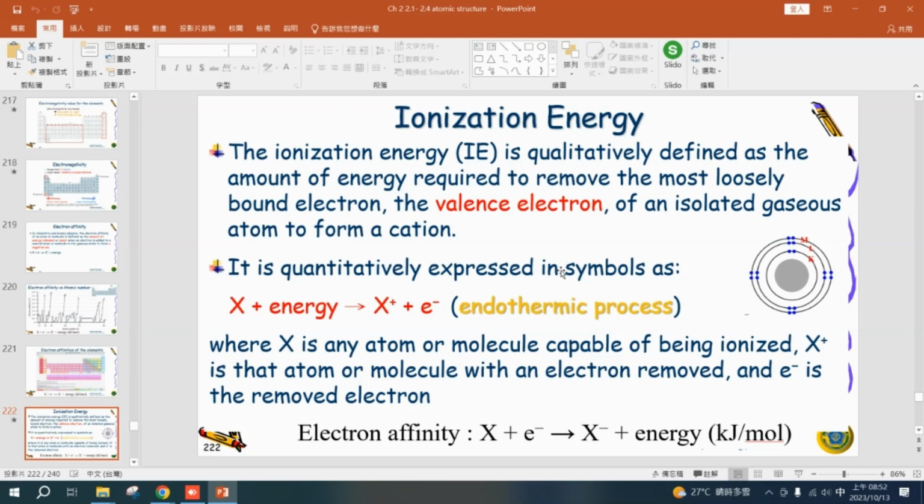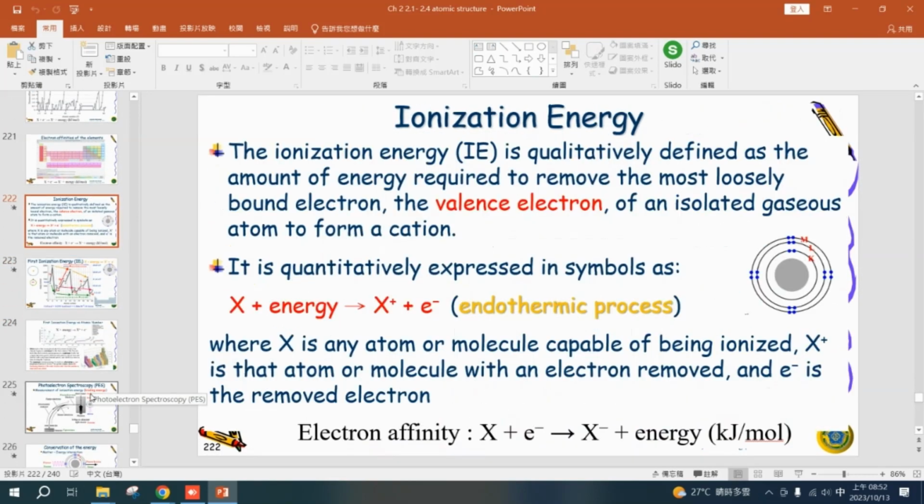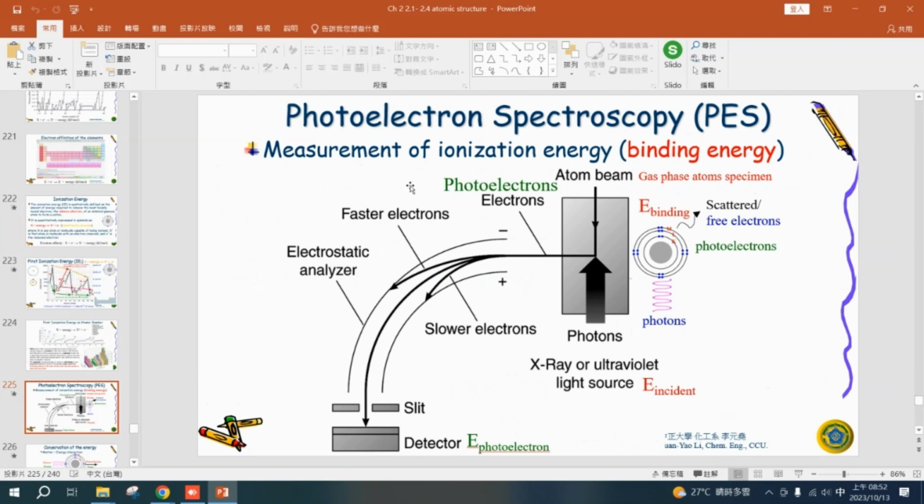Ionization energy tells you that in order to become a cation, you want to take one electron away from this atom, and the atom will become a cation. This requires energy. The energy we learned, the one we want to understand, is measured by photoelectron spectroscopy.